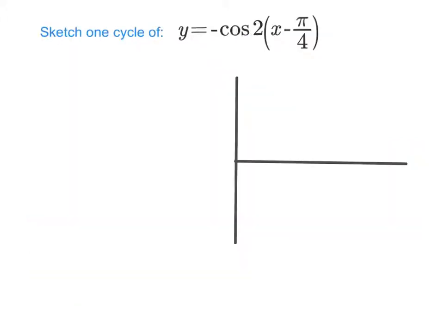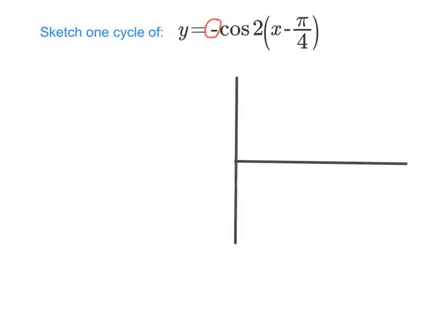Now we'll take a look at a cosine function. So here is y equals -cos 2 and then parentheses x minus pi over 4. Probably the first thing that you're noticing is this negative sign, and we want to make sure that we know how to deal with that.